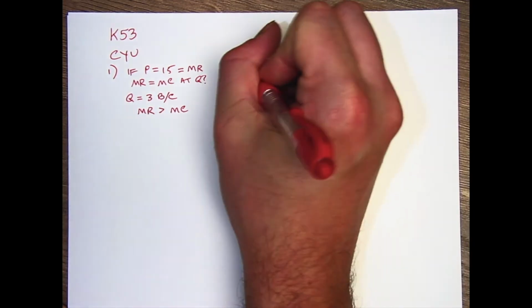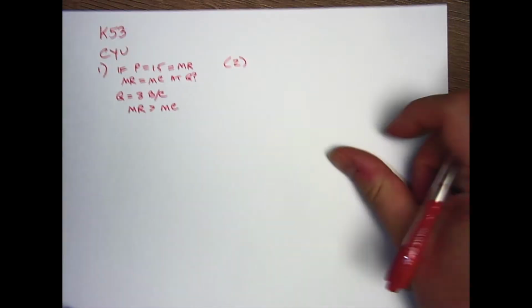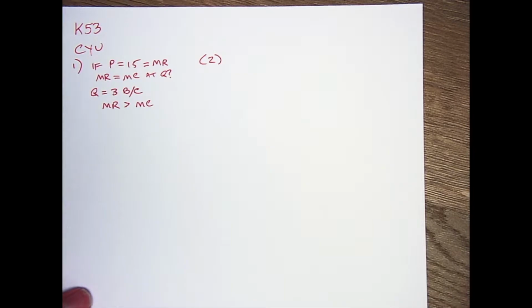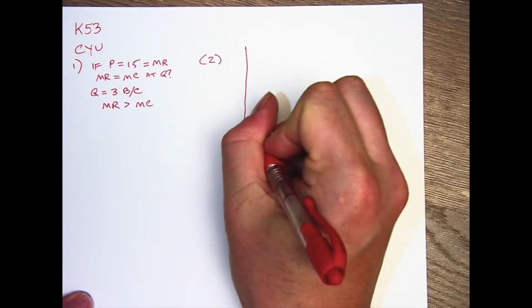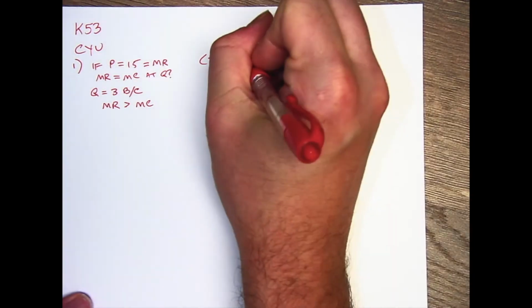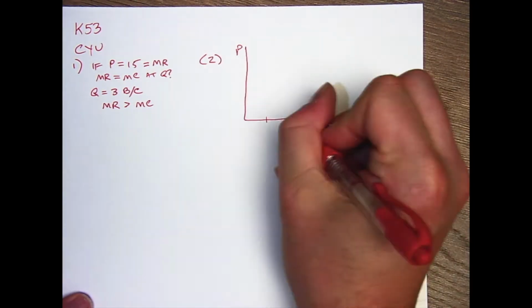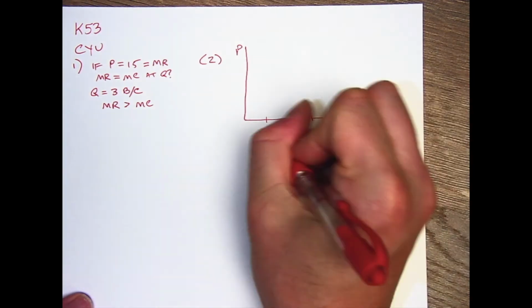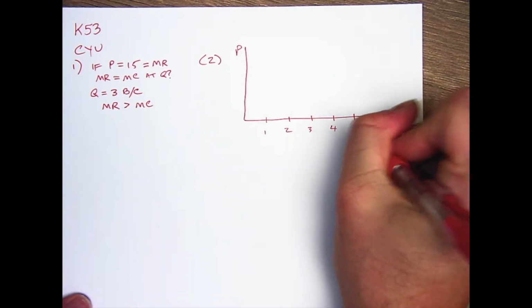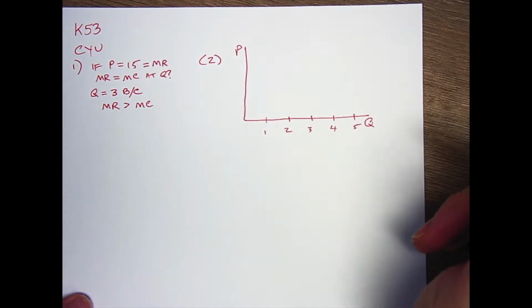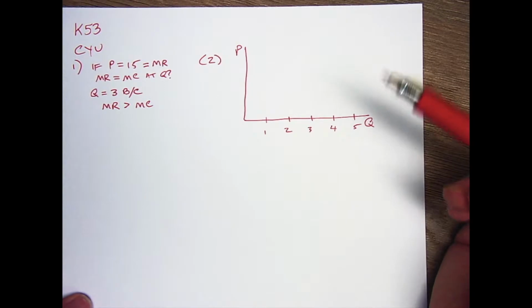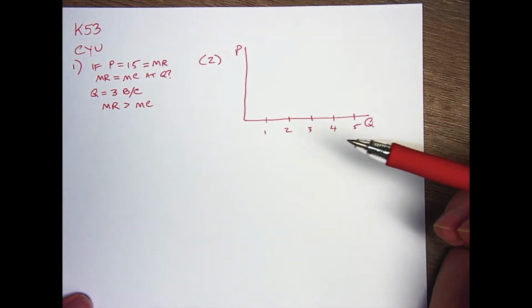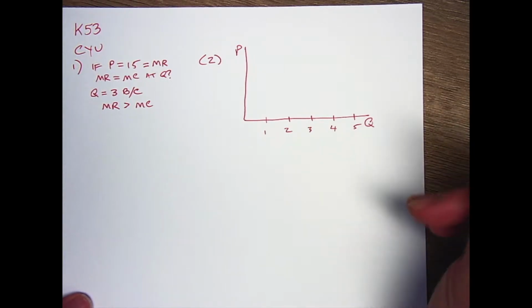Now number 2 says, use the data to graph the firm's marginal cost and marginal revenue curves and show the profit maximizing level of output. So for this one we're going to do a little graph over here on the right, price and quantity, and we know that there are 5 quantities, 1, 2, 3, 4, 5. The maximum it looks like, looking at marginal cost here, the marginal cost that we said already of the fourth unit is 17, and the marginal cost of the fifth unit is 21.